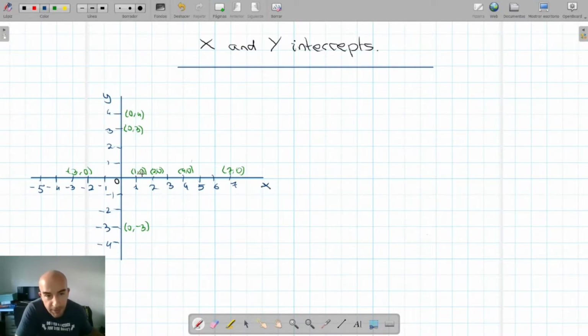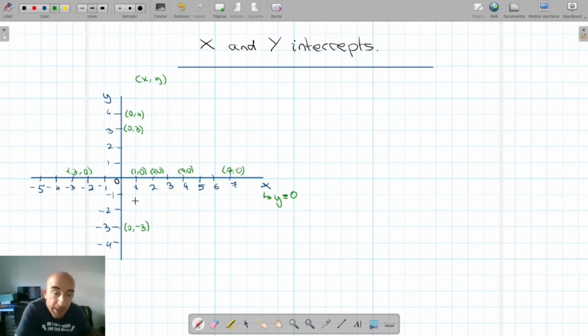All these points on the x-axis, (1, 0), (2, 0), (4, 0), (7, 0), (-3, 0), have something in common: the y-coordinate is 0. Remember that points have x and y coordinates. On the x-axis, all points have y coordinate equals 0. So the equation of the x-axis is y equals 0, because all the points have y equals 0.